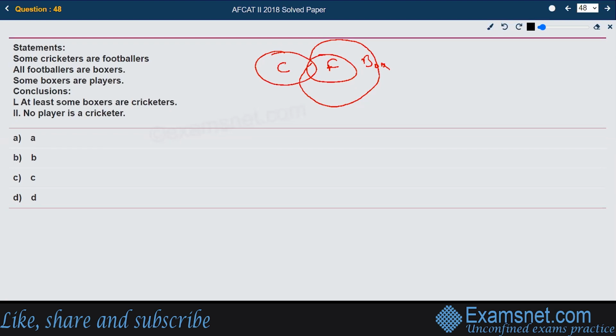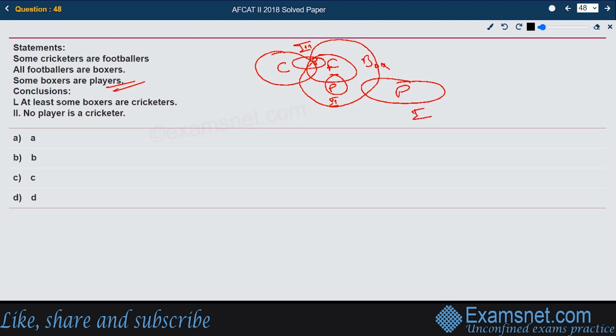Now I need to find out the conclusion of it. Some boxers are players. One more statement there. Some boxers are players. So we can make players in multiple ways. Some boxers are players can be drawn like this, and like this, and like this also. Okay, we have to make an intersection between boxers and players that can be drawn in at least three ways. There can be other ways also, but these are the three ways in which it can be drawn easily.